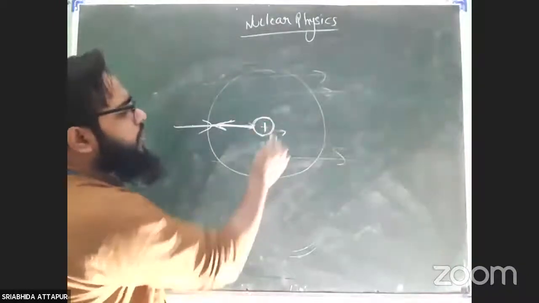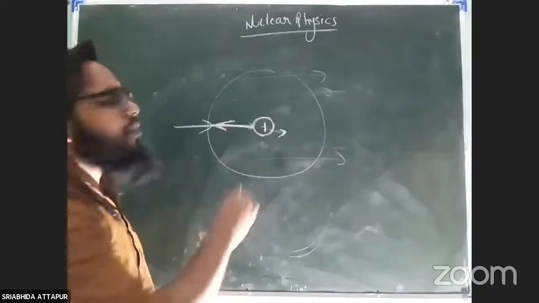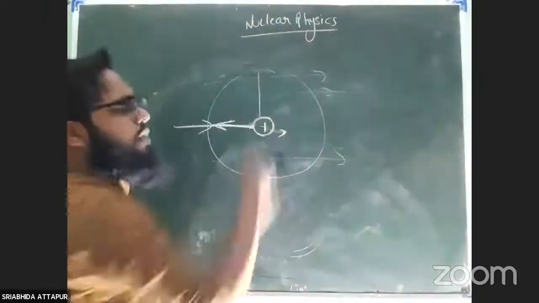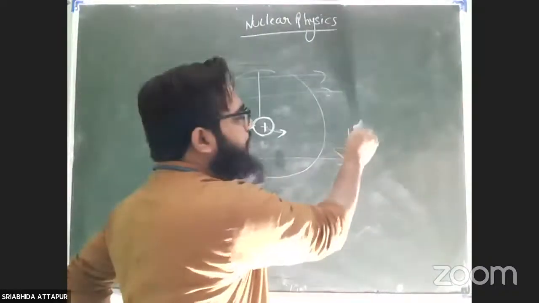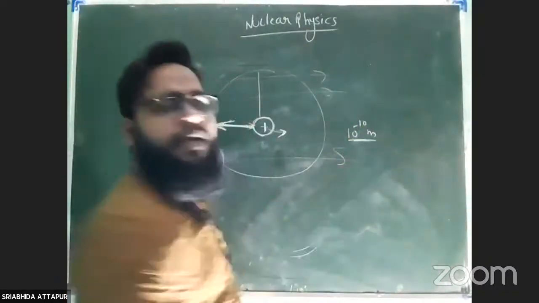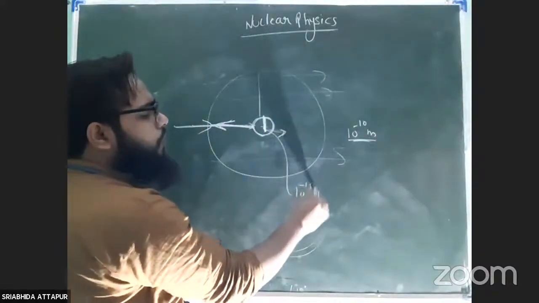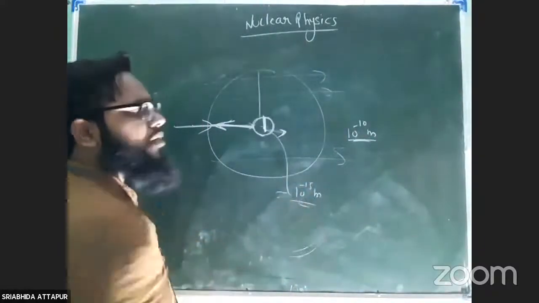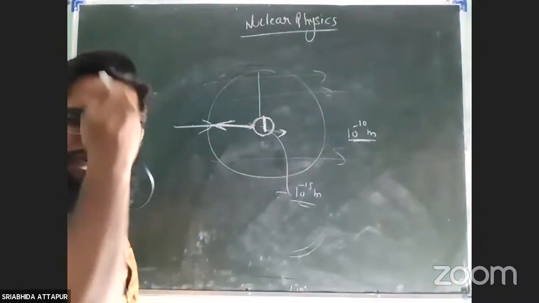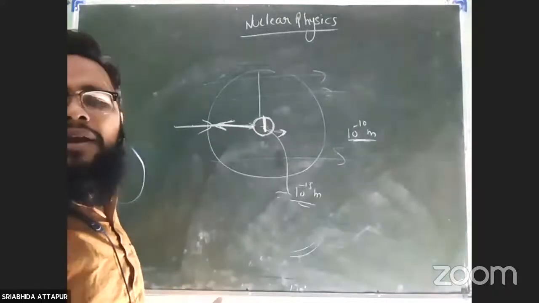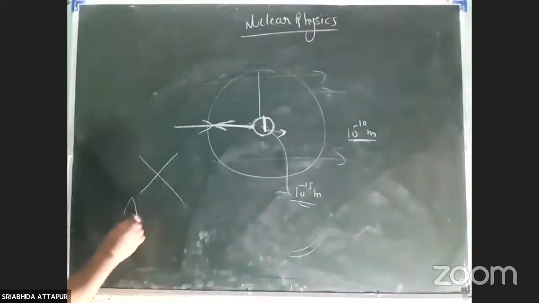The electron is revolving around that. If I talk to you, the radius of the atom will be approximately 10 power minus 10 meter. If I talk about the radius of this nucleus, it is approximately 10 power minus 15 meter. Everyone knows this; you may think, sir, I know this already, but this is just revision for those who don't know.